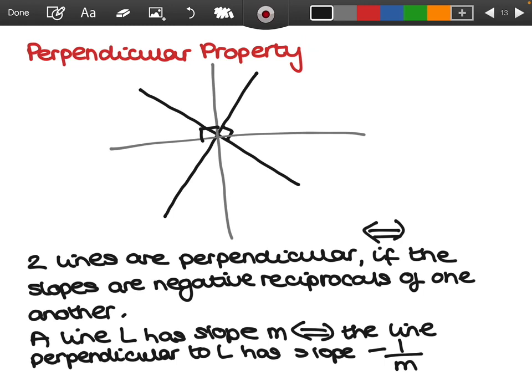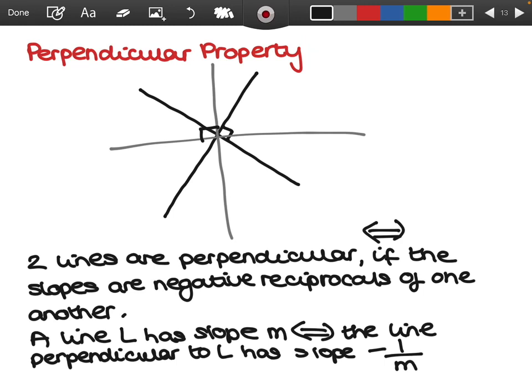Okay, this only works if you have a situation like the black lines above. It actually doesn't work in terms of, like, if you were to look at the x and y axis, where one of those lines is vertical, because if you remember, a vertical line actually has an undefined slope.